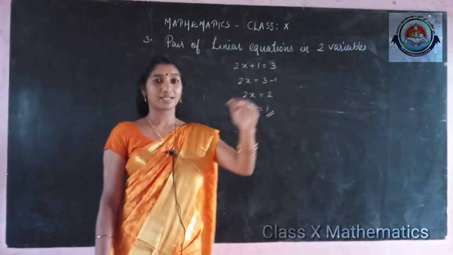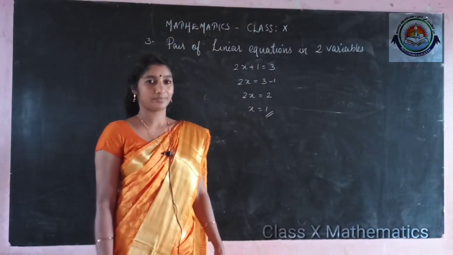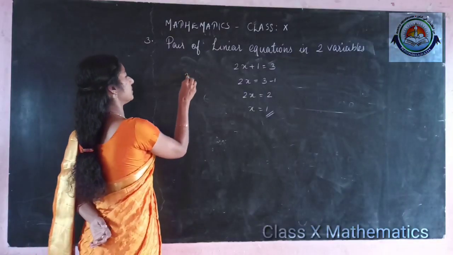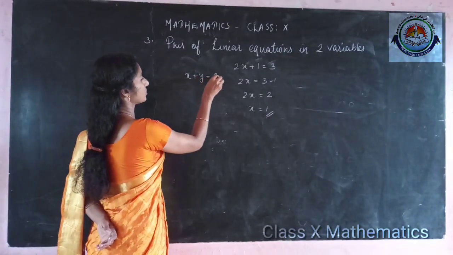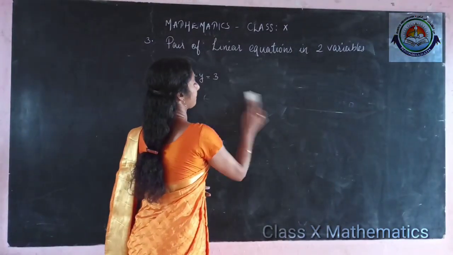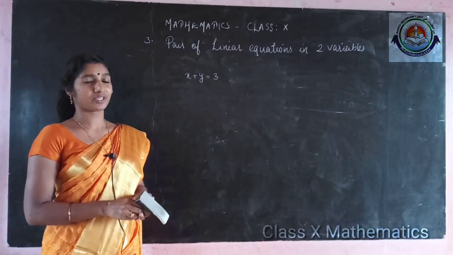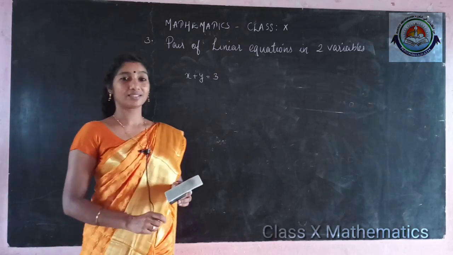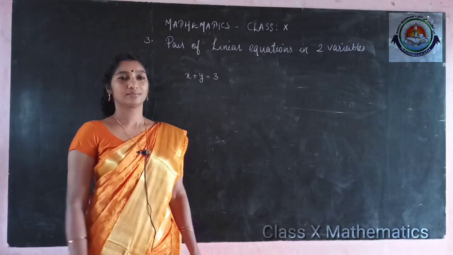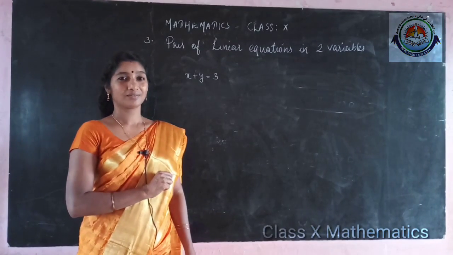From the 7th standard onwards, or 6th standard onwards, you started studying how to solve a linear equation in one variable. Then comes the two variable equation. One example: x plus y is equal to 3. How will we solve it? Tell me one solution of this. Solution means what? Which values of the variables satisfy this equation?